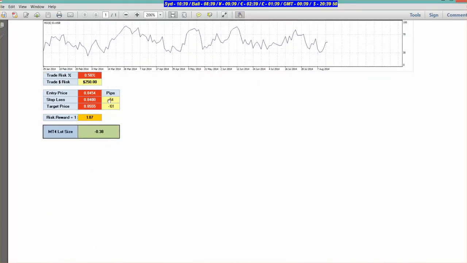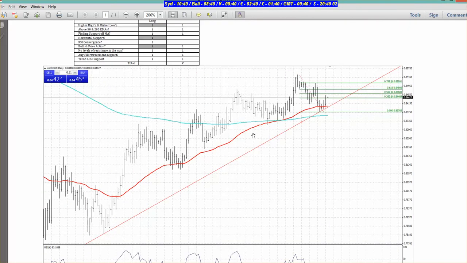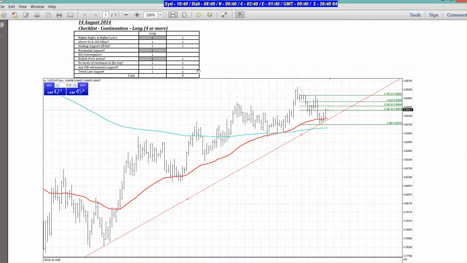84. Okay, you must have this set up as a short because it's minus. Target 100 pips. Okay, it's all good.